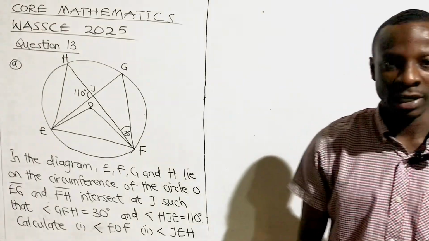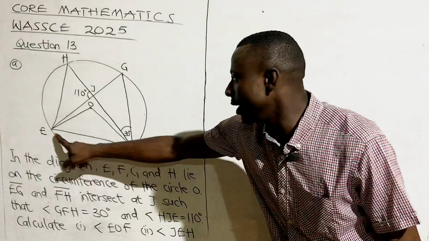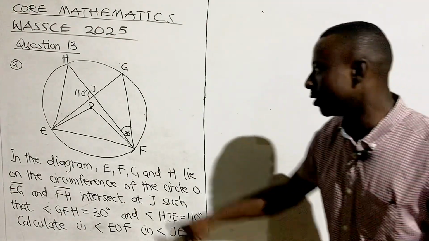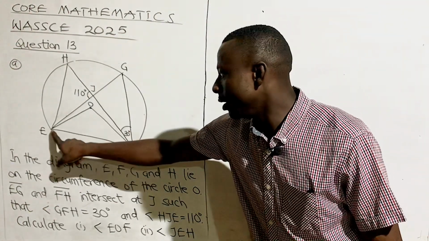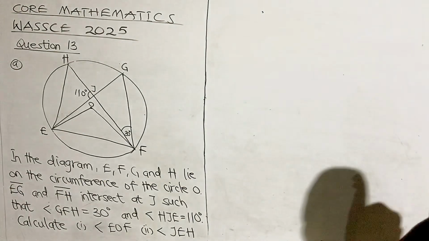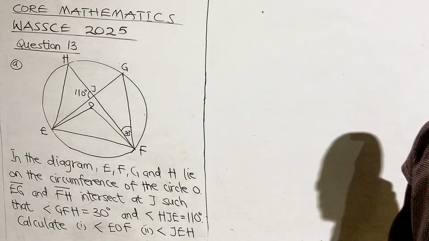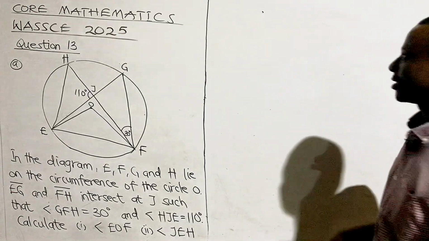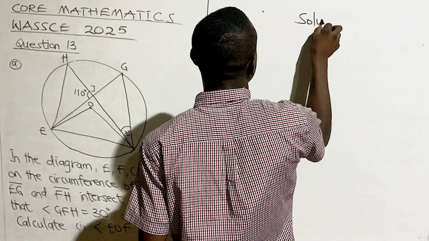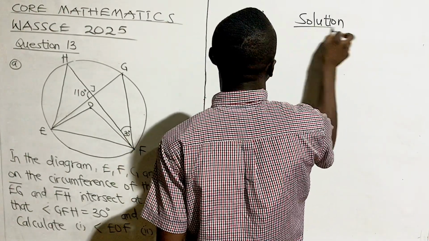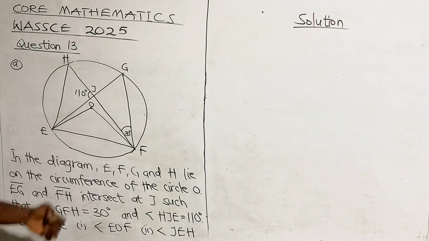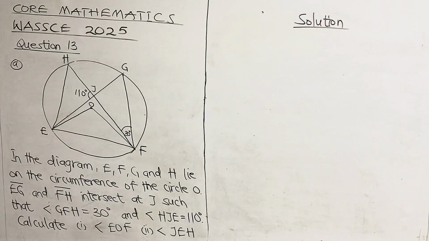We are to calculate angle EOF and angle JEH. So this is the question, and join me on the board as we begin with the solution. Since the question has been given, I am going to redraw the circle again and then input some values. So now let's start.